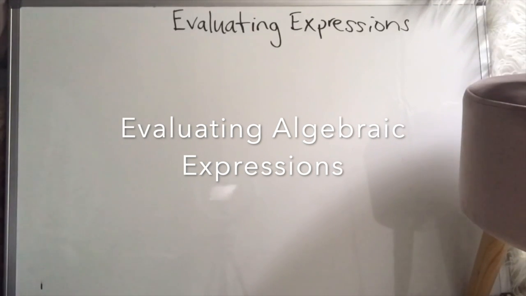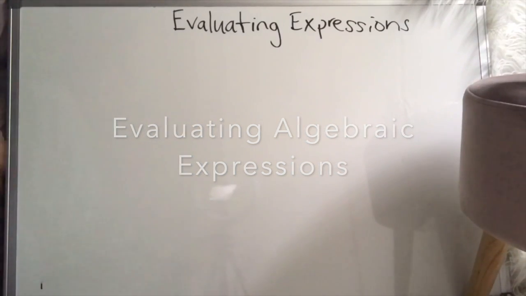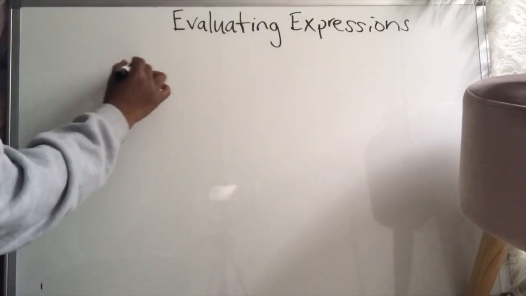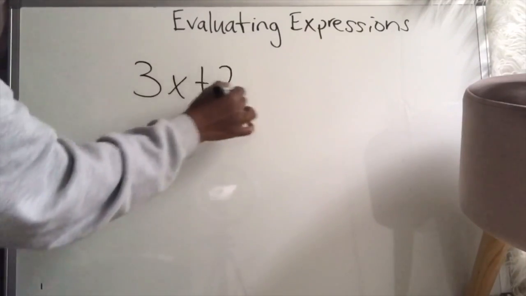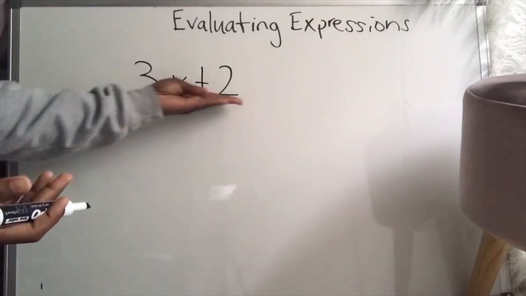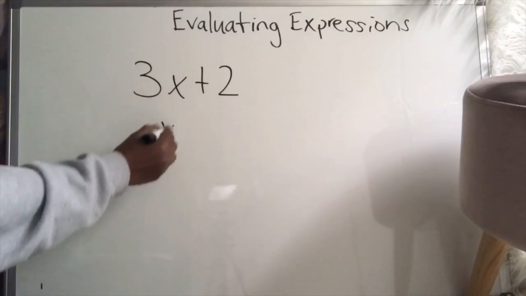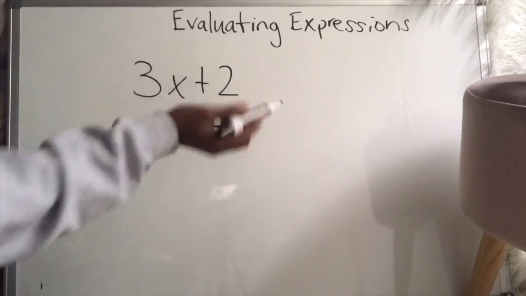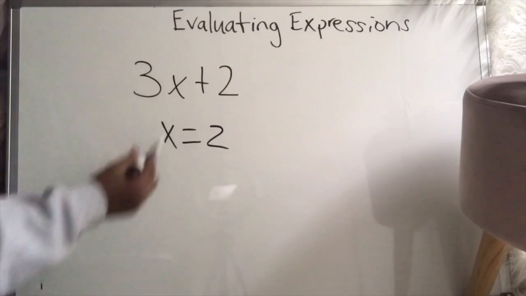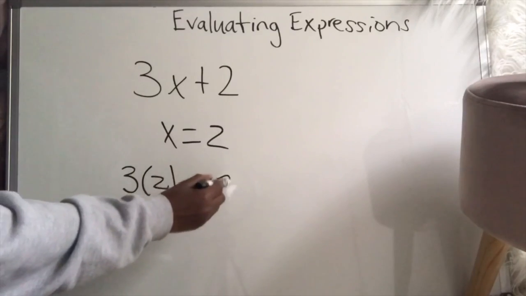In today's lesson, we'll be evaluating expressions. As we learned in last lesson, expressions do not have an equal sign. So this is the expression, and in order for us to evaluate, we have to be given what the variable is, so we have to know what the replacement is. So let's say x was equal to 2, and it says evaluate. All we have to do is where we see an x, plug it in. So we have 3 times 2 plus 2.